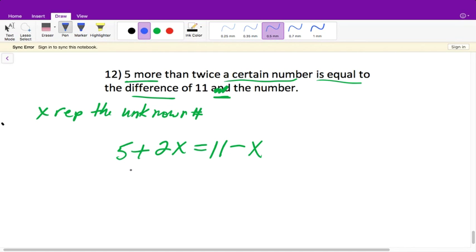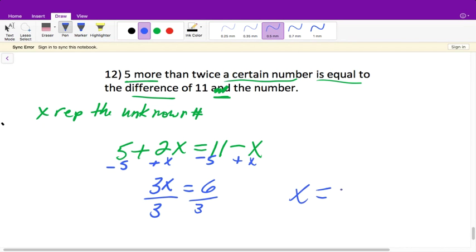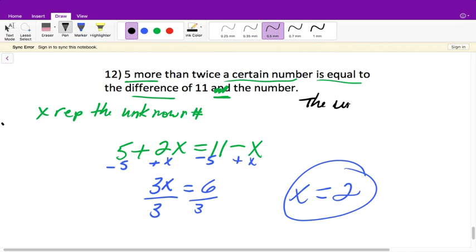Right? Then from here, I'm just going to solve. So add x, so 3x. Subtract 5 is equal to 6. Divide each side by 3, divide each side by 3, x is then equal to 2. So your final answer needs to be written out as a sentence. So you can say the unknown number is 2.